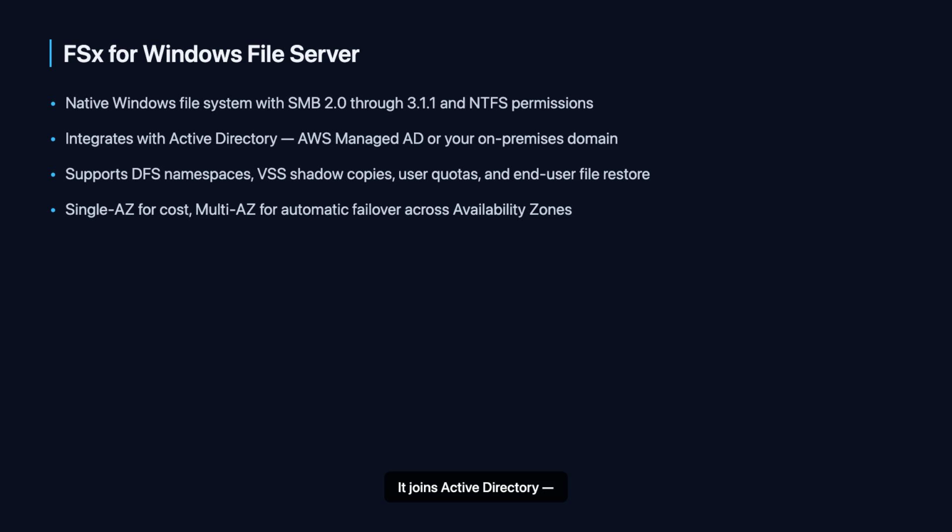It joins Active Directory, either Amazon Web Services managed or your own on-premises domain, so your existing groups and access rules carry straight over. You also get DFS namespaces, so existing network paths keep working, shadow copies for end-user file restore, and user quotas. And for availability, you choose single AZ to save money, or multi-AZ, which keeps a standby file server in a second zone and fails over automatically.